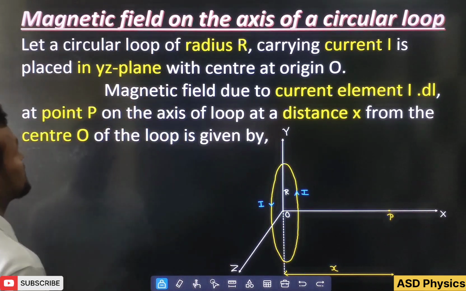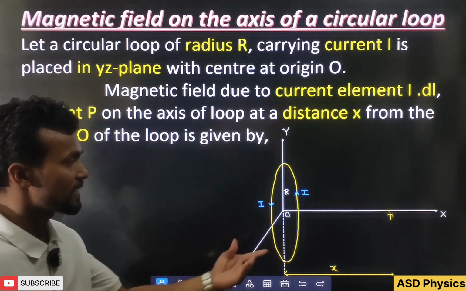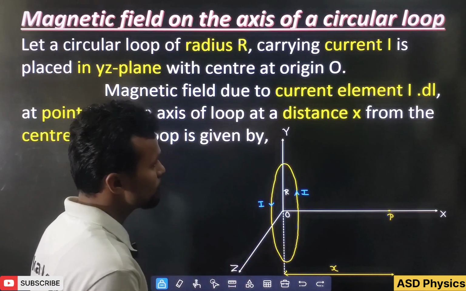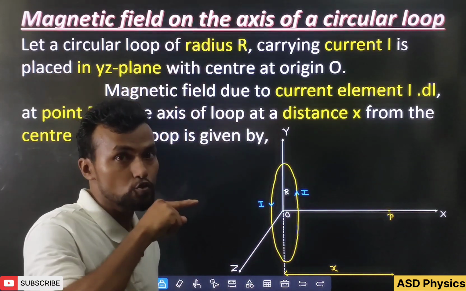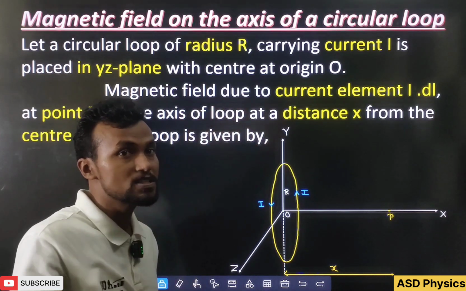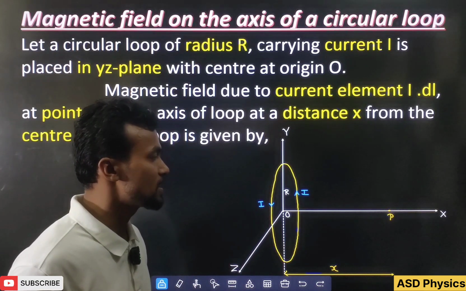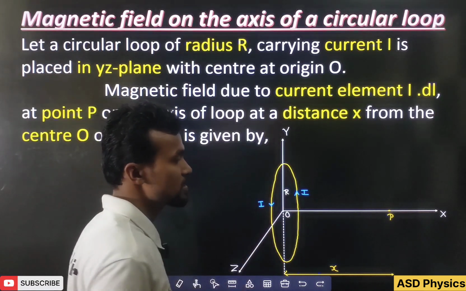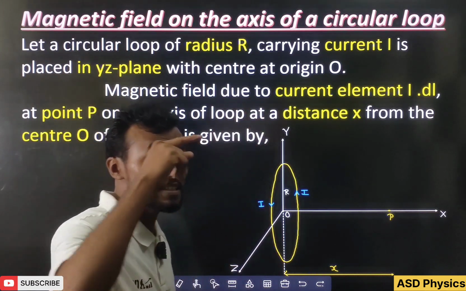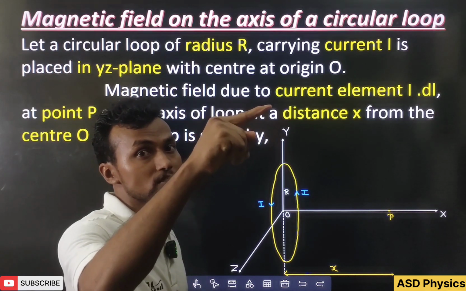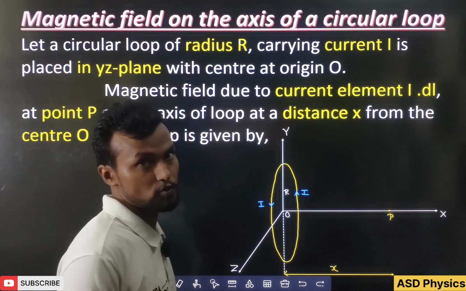So here we can see under the topic magnetic field on the axis of a circular loop. Okay, so the diagram you can see very well. There is one circular loop in which plane? YZ plane, like this. Now let's take this as the x-axis, y-axis towards you, z-axis is there. The radius of the circular loop is capital R, and its center is coinciding with the origin O, and the current, as I have told you very well, is like this. That means on the screen, upward current is coming towards you and downward current is going away from you, like this.